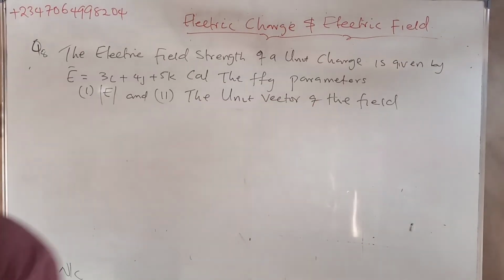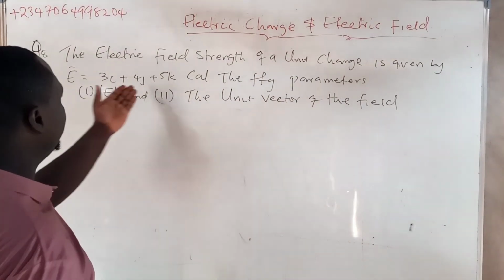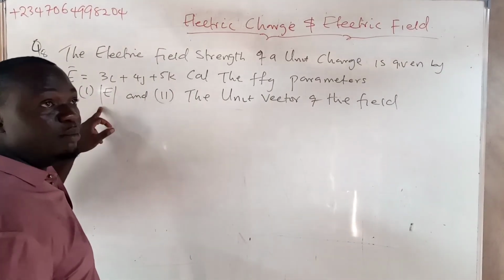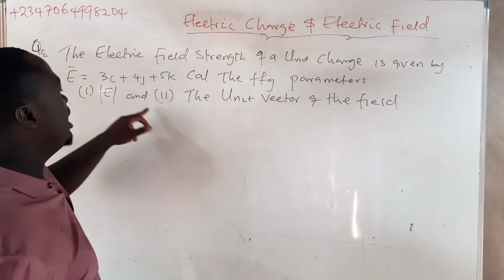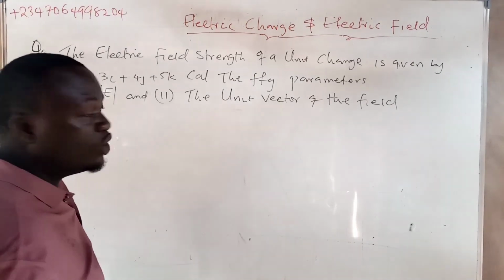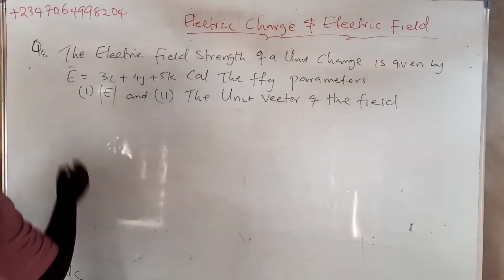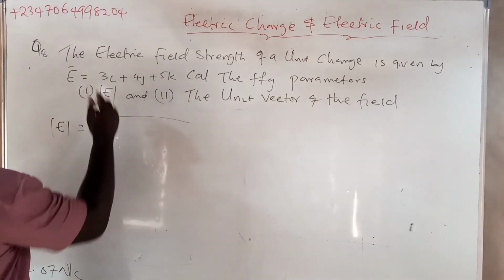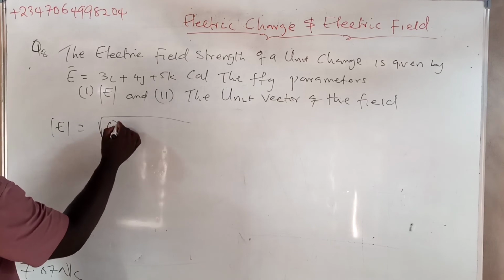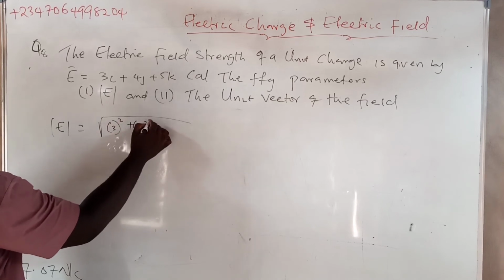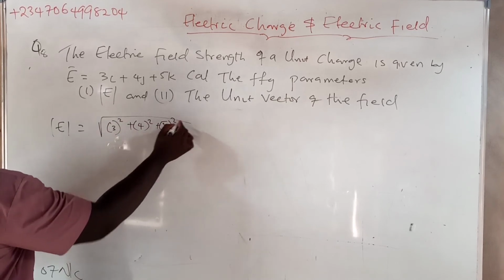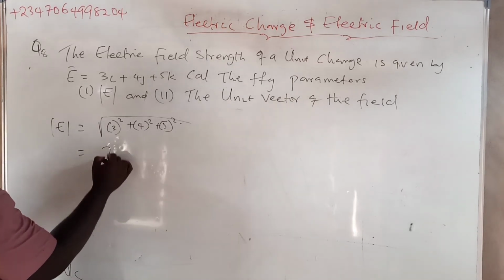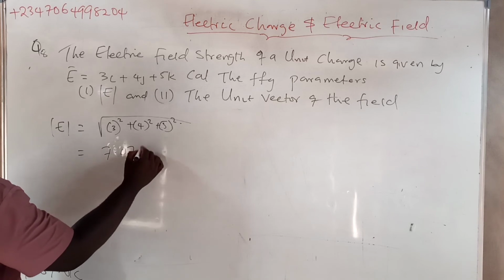The electric field strength of a unit charge is given by this. Calculate the following parameters. One, this symbol means the resultant of E, and the second is the unit vector of the field. For you to get the resultant, it's simple. All you need to do is the square root of 3 squared plus 4 squared plus 5 squared. If you calculate, what you should get is 7.07.